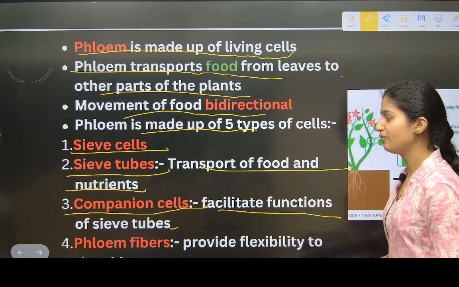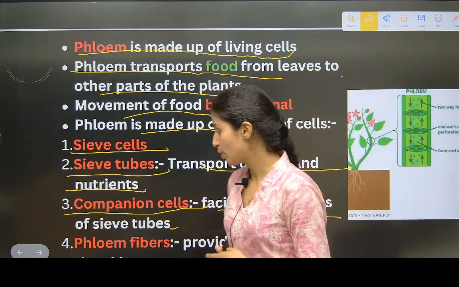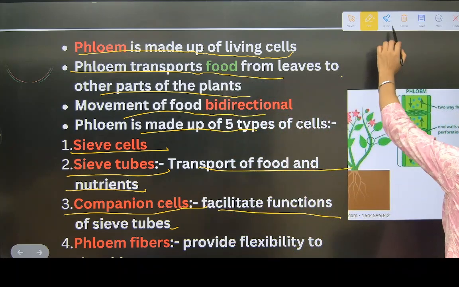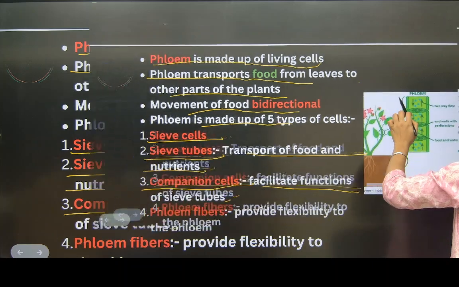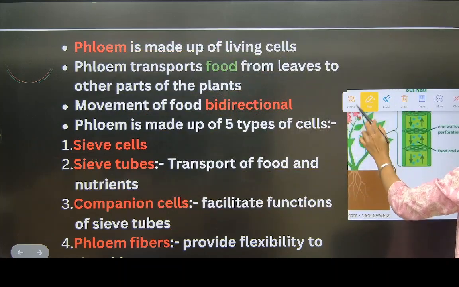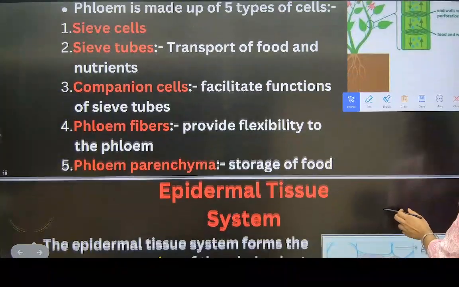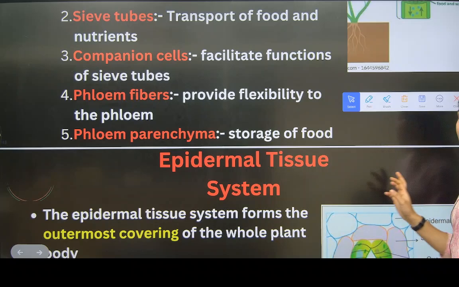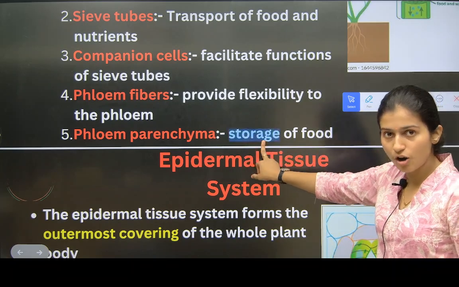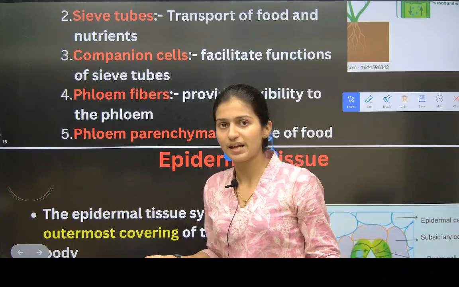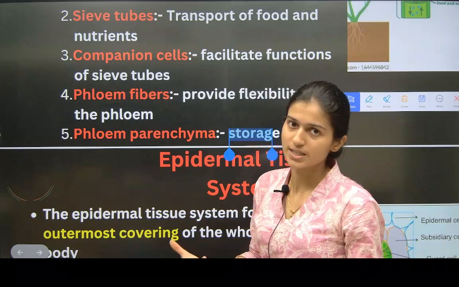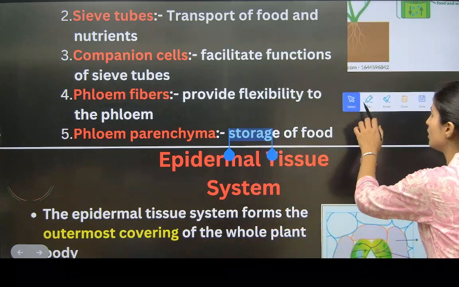Phloem fibers provide flexibility to the phloem. And phloem parenchyma does storage of food. Yes, we know the basic function of parenchyma is storing food. Large intercellular spacing is there.